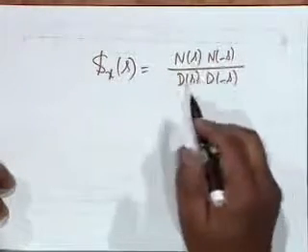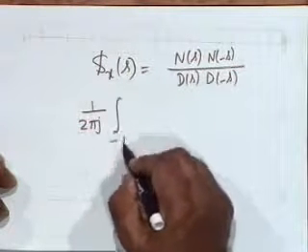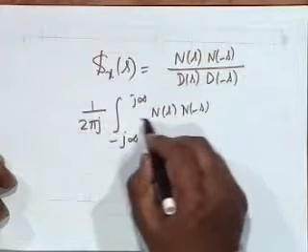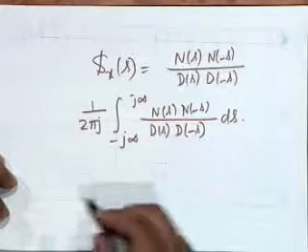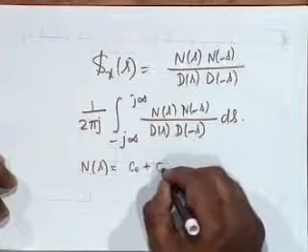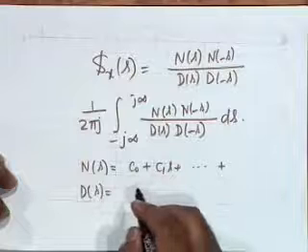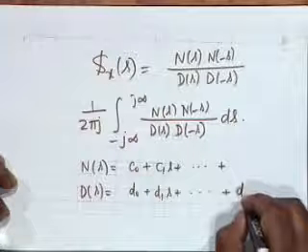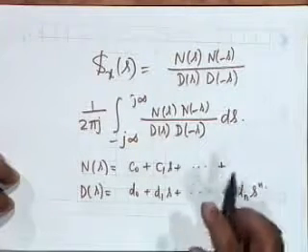All right. For such functions, if we denote 1 by 2 pi j integral minus j infinity to plus j infinity N of minus s divided by D of s D of minus s ds, and N of s is a polynomial. So let us say it is C0 plus C1 s plus etc. plus, I will write the last term later, and suppose D of s is another polynomial which is let us say D0 plus D1 s plus etc. Now if I write this as Dn s to the n, that is the highest power is n, what can be the highest power in capital N of s?